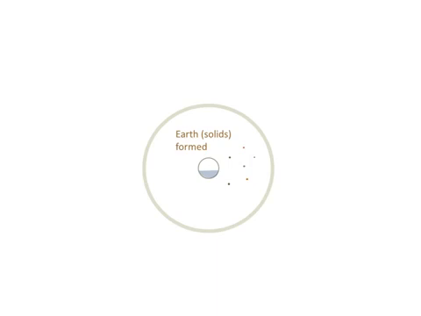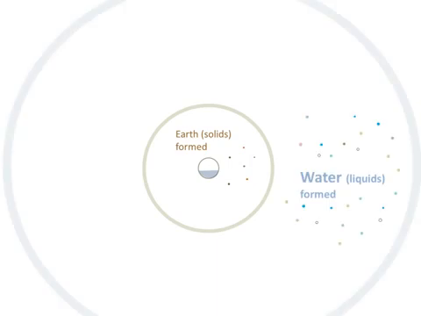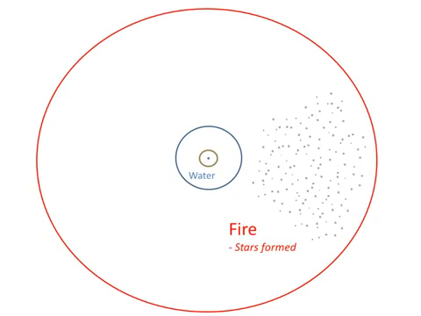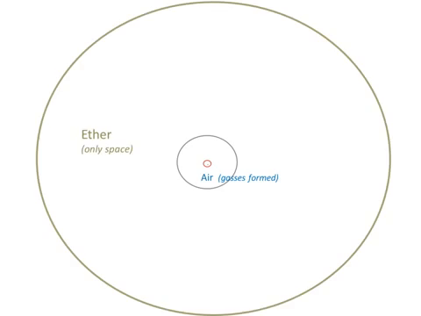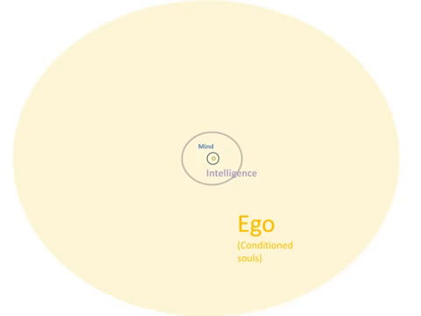So first of all we have Earth. This is when solids are formed. Then we have a layer of water, fire, air, ether, 10 times thicker of course than ether, the layer of the mind, intelligence, and finally the largest of them all, ego, which is keeping us conditioned souls within the universe in this way.